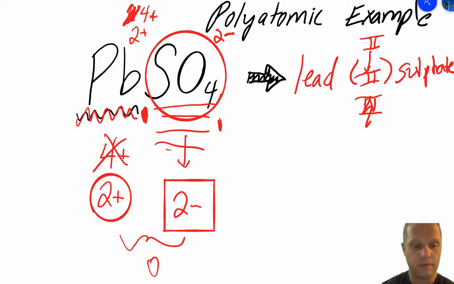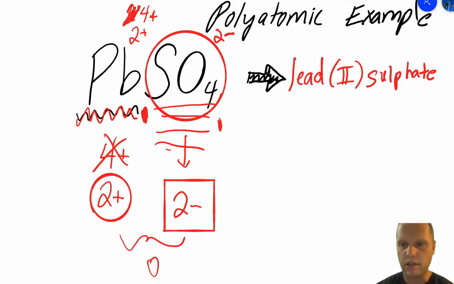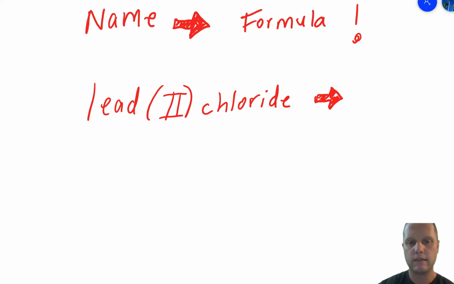I'm going to clean that up for you. And that's your answer, lead 2 sulfate. So what about name to formula? Well, this is a bit easier. Whenever you have Roman numerals, you treat it like it has a charge, like it is ionic. And we know lead is an ion. Whenever we write it, we're going to write our charge as a superscript. It has a 2+ charge.